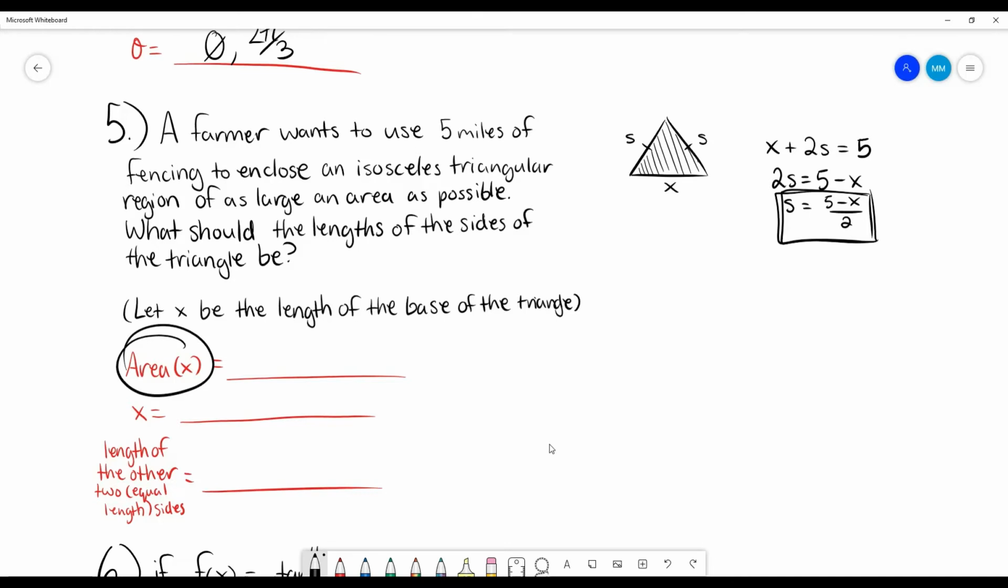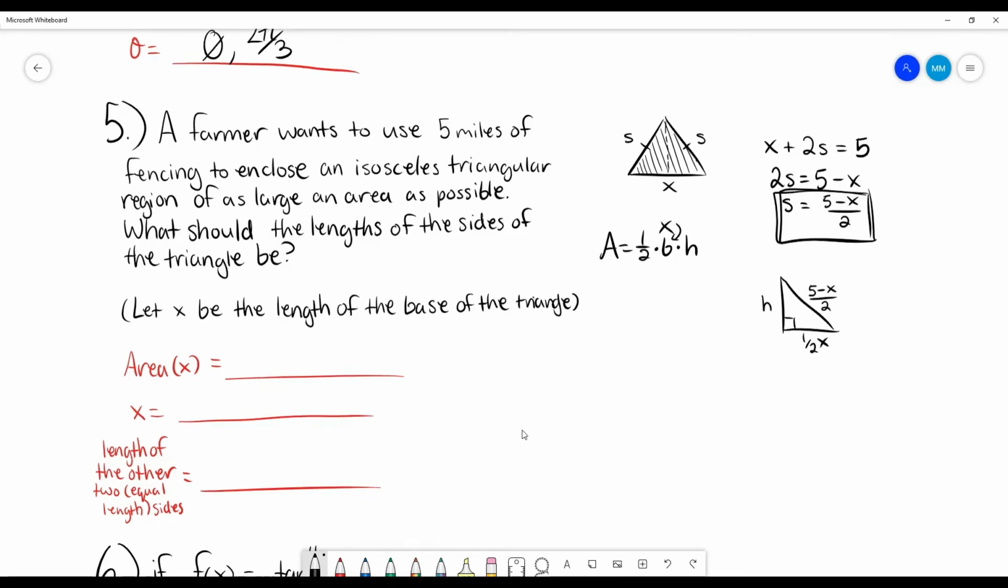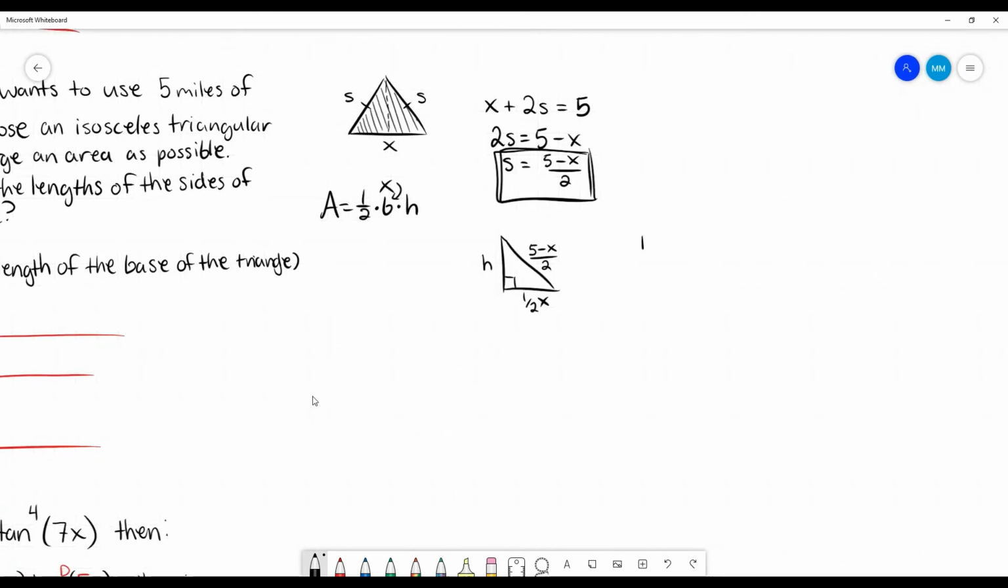We first want to find the area of this triangle. So I know the area is 1/2 times the base times the height. We know the base is x, right? But we don't know our height yet, because our height would be right down here. So now we have to use this right here to solve for our height. I know that we'd form a right triangle by cutting that in half, and that right here would be 1/2 x. And our side length up here is what we just found. Okay? So this being our hypotenuse, I know that h squared plus 1/2 x squared, which will just be that, equals whatever this is squared, 5 minus x over 2 squared.